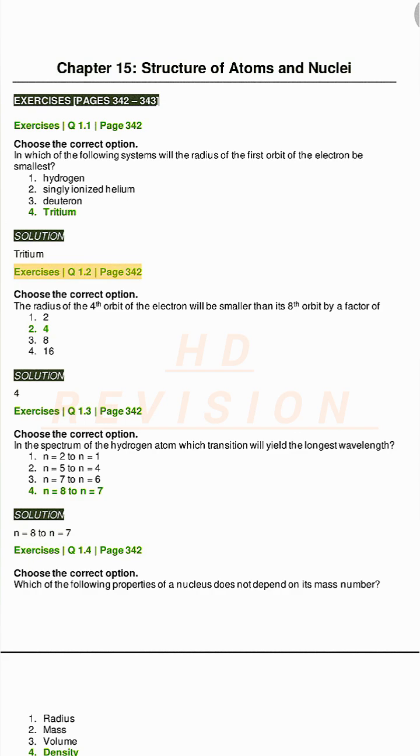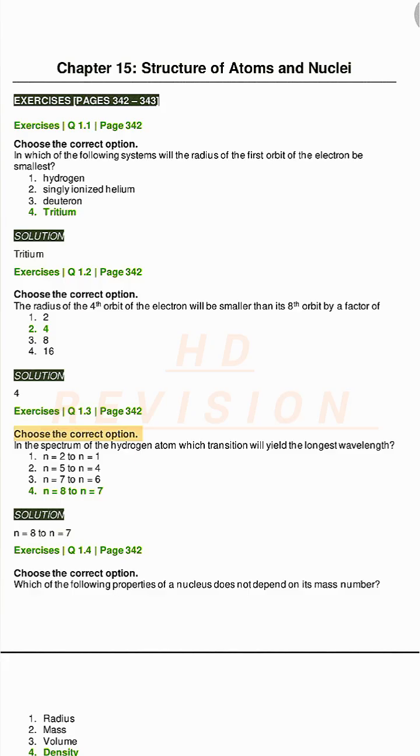Exercises Q1.2, page 342. Choose the correct option. The radius of the fourth orbit of the electron will be smaller than its eighth orbit by a factor of 1. 2, 2. 4, 3. 8, 4. 16. Solution. 4.